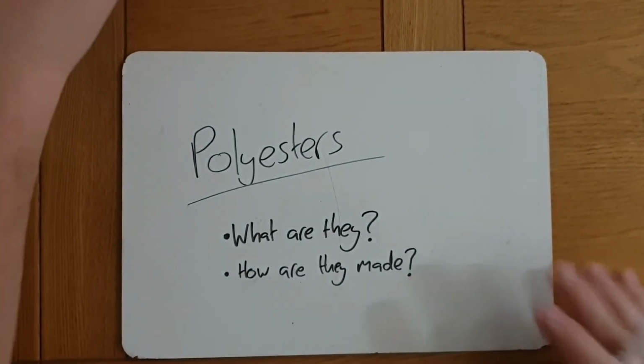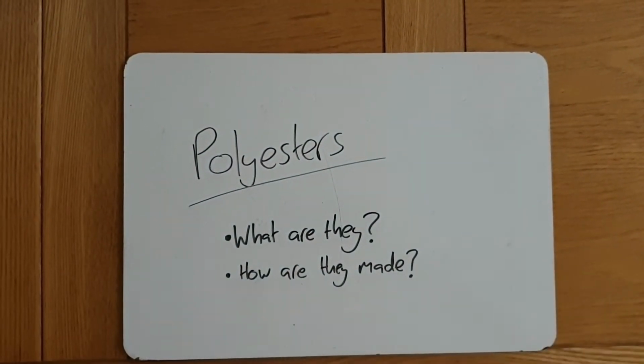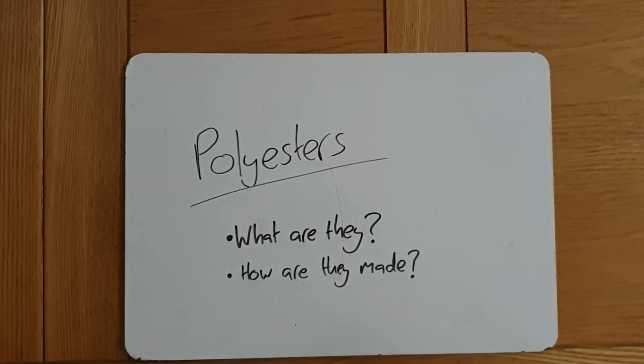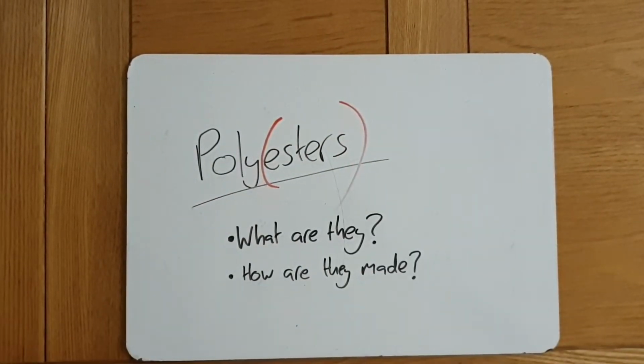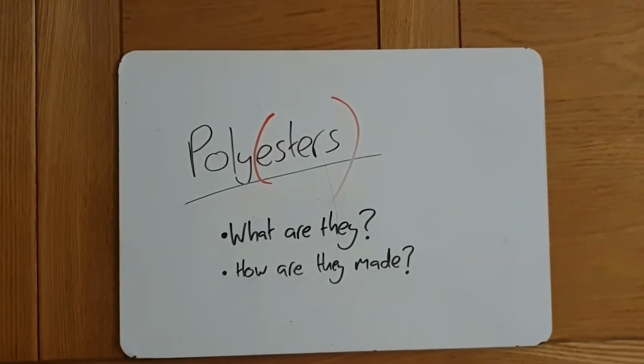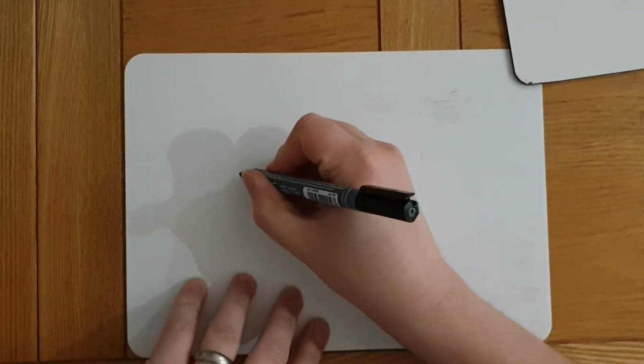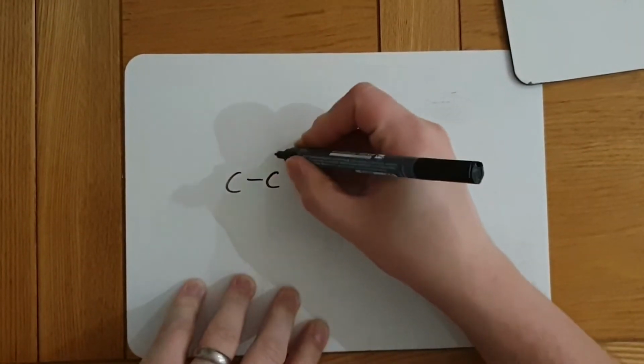Right, polyesters, what are they and how are they made? So it's poly and then to do with esters. Before I tell you what a polyester is, I should probably tell you what an ester is. Now, weirdly, on the GCSE course, you don't need to know what an ester is. You just need to know polyesters. But I feel like I can't tell you what a polyester is without talking about what an ester is. So I'm going to draw this chemical first.